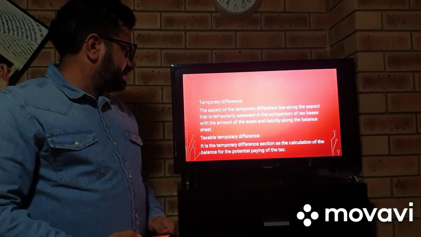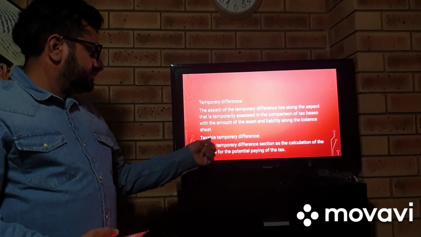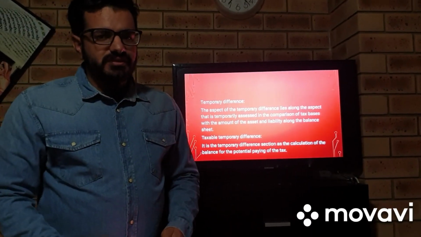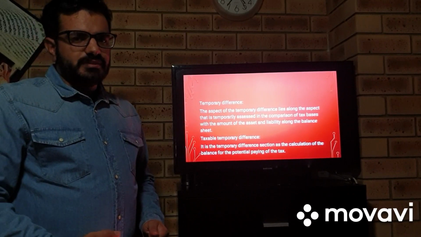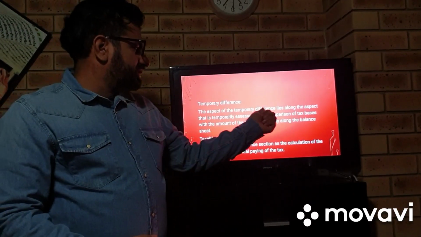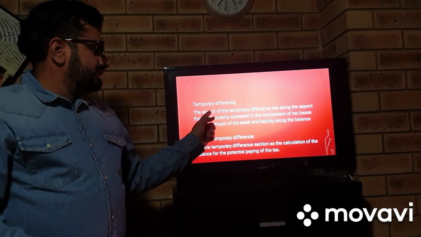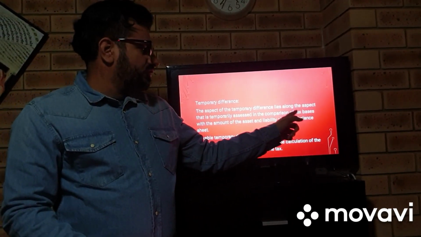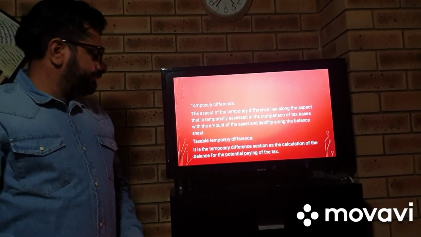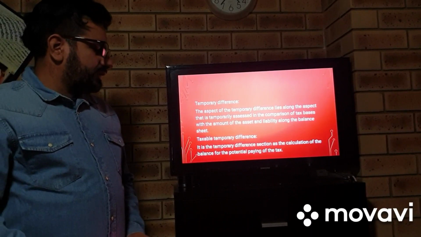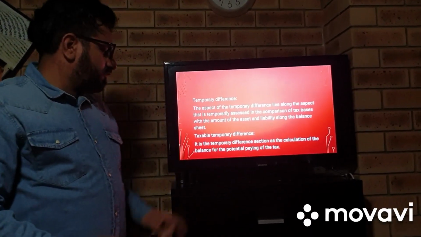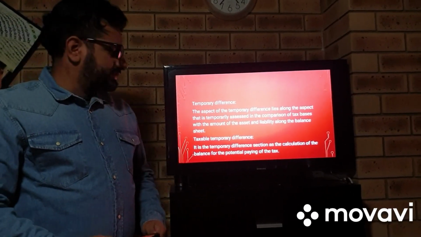My next slide is on temporary differences and taxable temporary differences. There are two differences which we cover in this assignment as well as in the presentation. The aspect of temporary differences lies in the comparison of the tax basis with the amount of assets and liabilities in the balance sheet. And second is the taxable temporary differences. It is the calculation of the balance of potential tax payable.